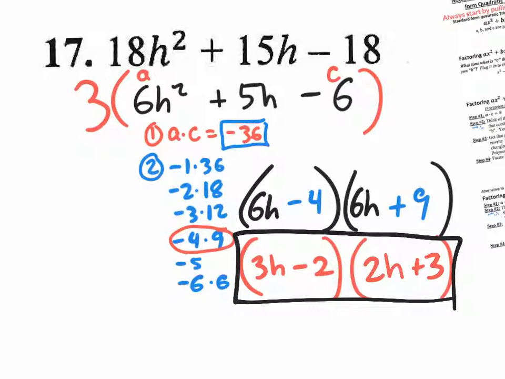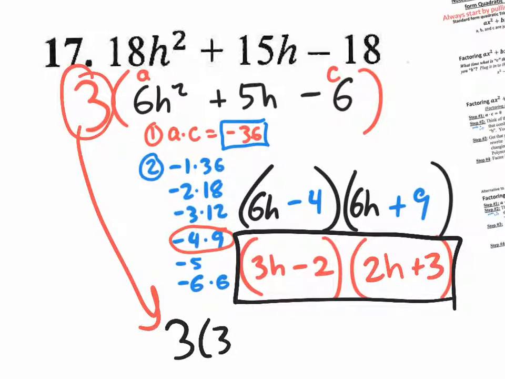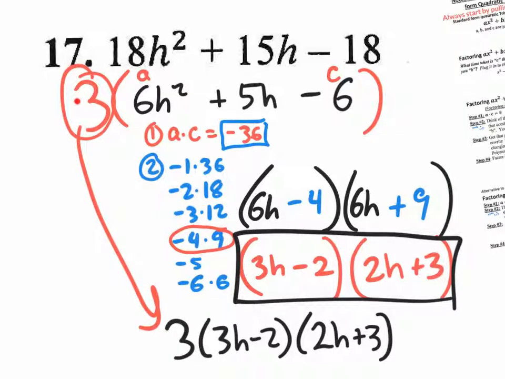And I need to bring down the 3. Thank you. I totally forgot about that. Take that 3, bring it down. Final answer is 3, parenthesis 3H minus 2, parenthesis 2H plus 3. If you don't bring down that 3, it's going to be wrong. So I technically got that one wrong. Thank you for reminding me.